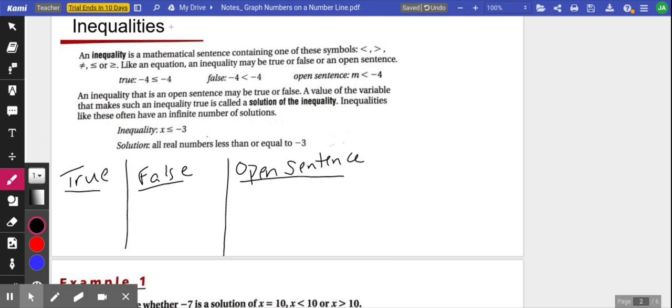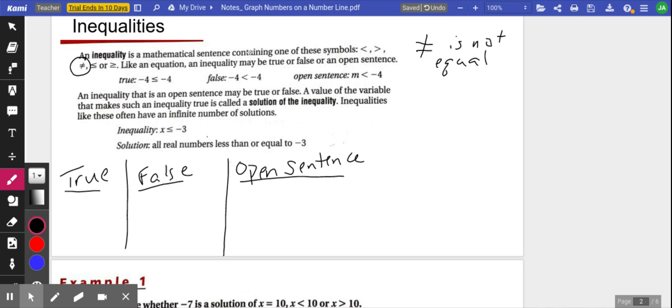So what is an inequality? So an inequality is a mathematical sentence containing one of those symbols that we just talked about. The only one that's different is that. So let me over here write that this means is not equal to. So if you see that symbol, it means it's not equal. So it's just an equal sign with a line through it.